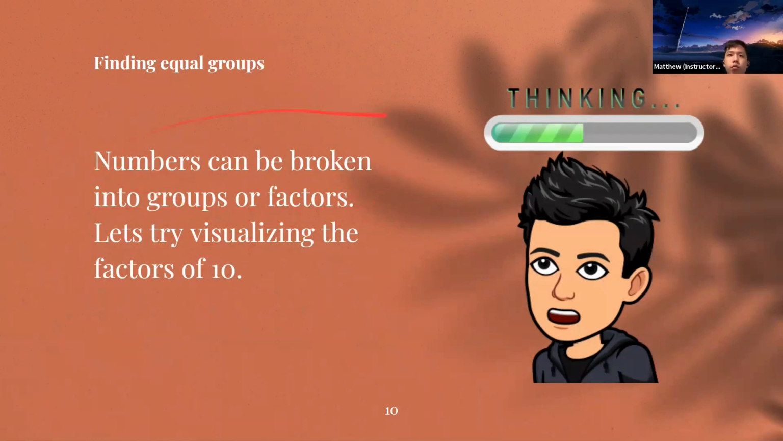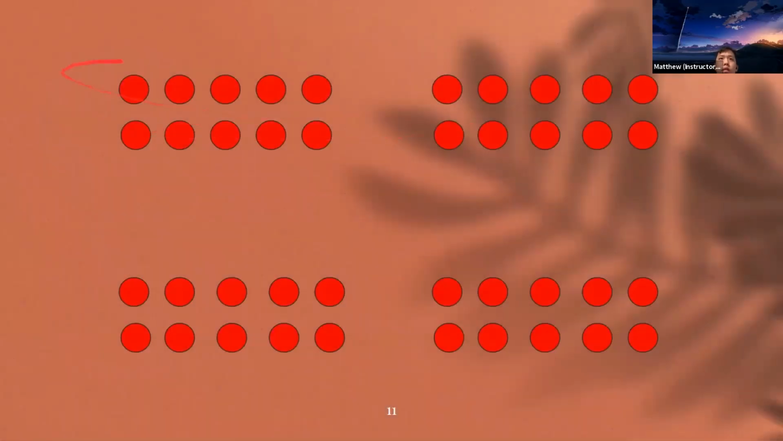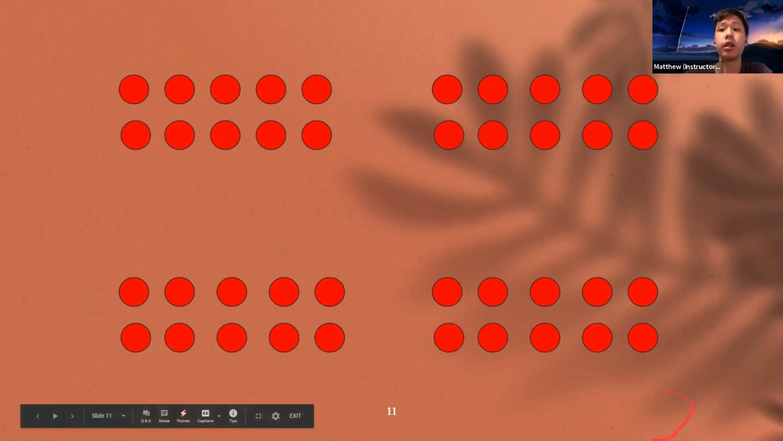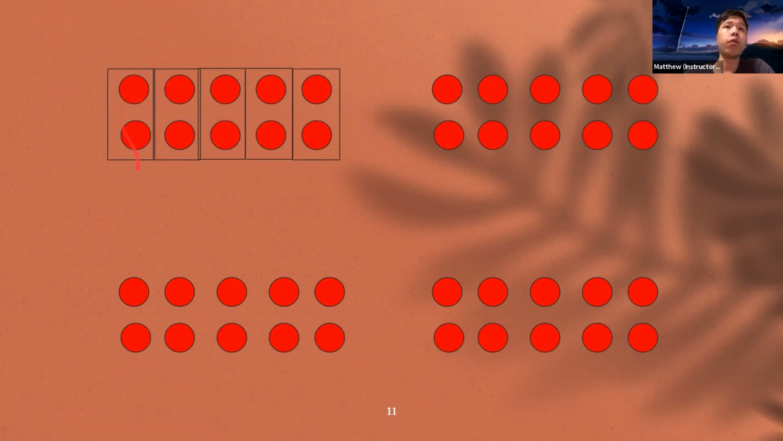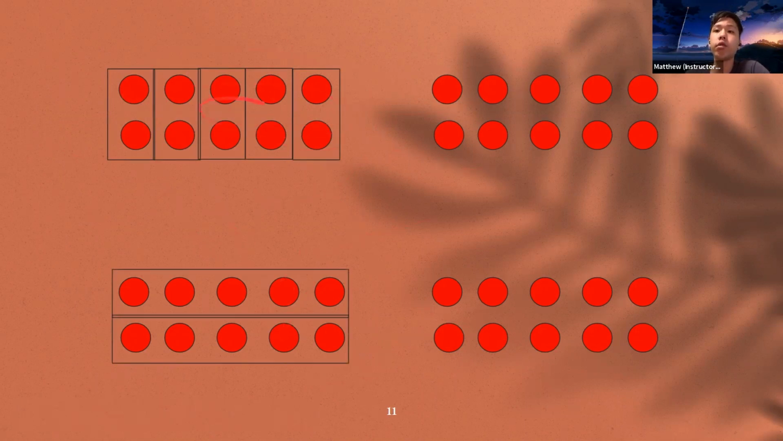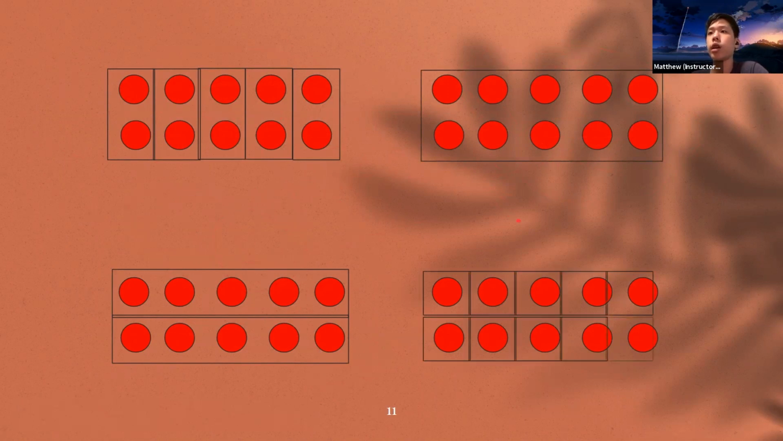Let's try visualizing factors of 10. So, say this is 10, this is also 10, and as you see, this is 10 and this is 10. There's multiple ways you can break this up. For example, here you have 2 groups of 5. On the other hand, here you have 5 groups of 2, and here you have 2 groups of 5. Here you have 1 group of 10, and here you have 10 groups of 10.